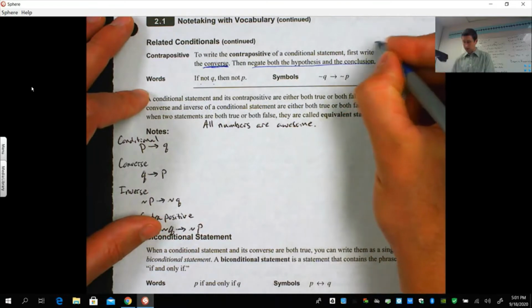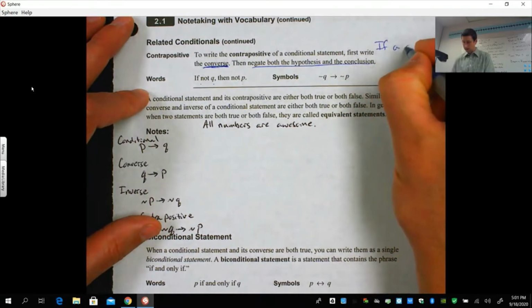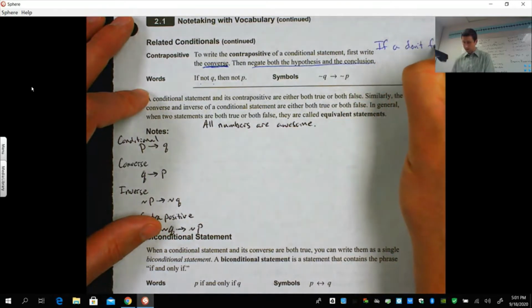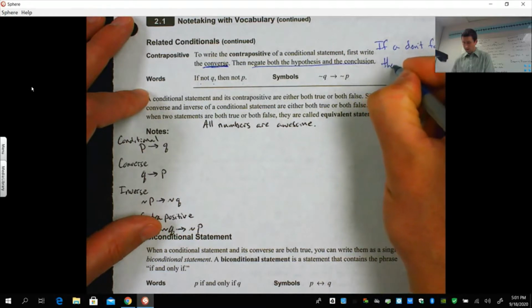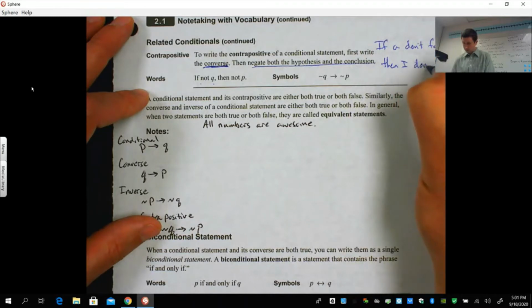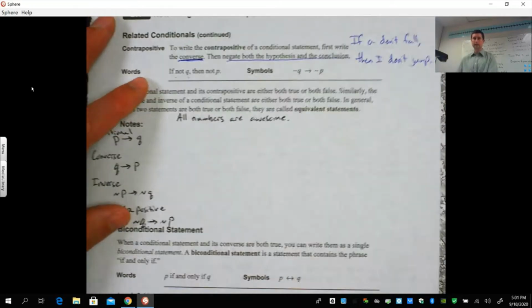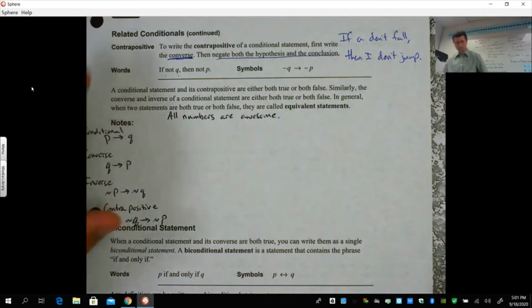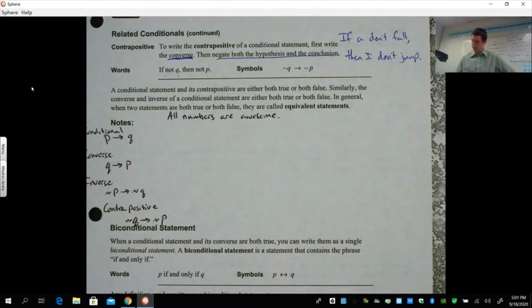So if I don't fall, then I don't jump. Or didn't jump. If I didn't fall, then I didn't jump. Okay? So we can put a kind of past tense there when we get to the contrapositive. If I don't fall, then I don't jump. If I didn't fall, then I didn't jump.